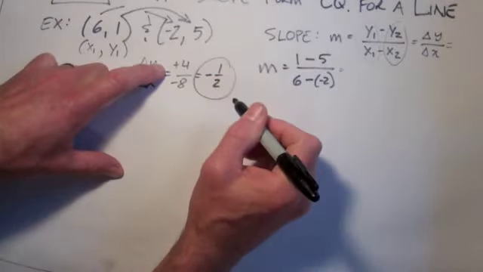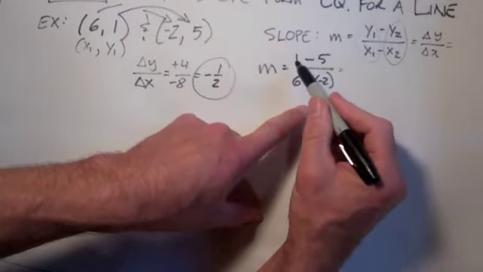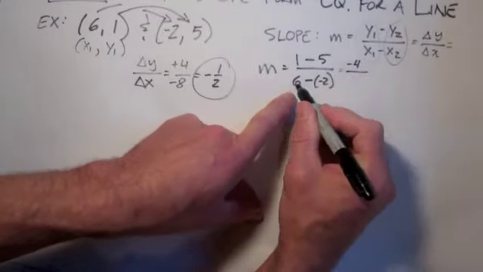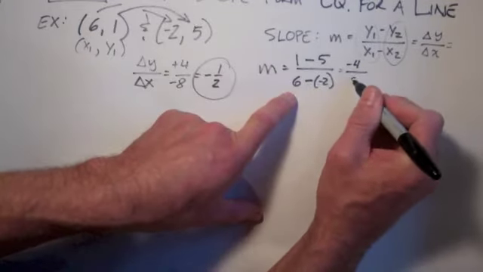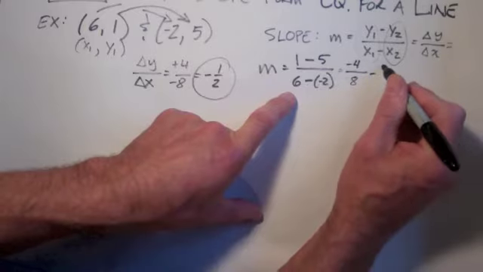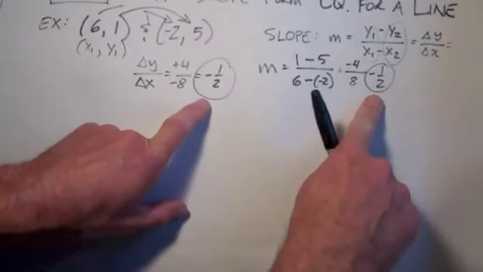So that's the slope. Now just to show you that it doesn't matter what order I put the points in, when I put them in this way, I get the negative 4 on top, and then 6 minus a minus 2 is plus 8 down below. Again, a minus over a plus is a minus, and it's still negative 1/2. So either way, doesn't matter, there's the slope.